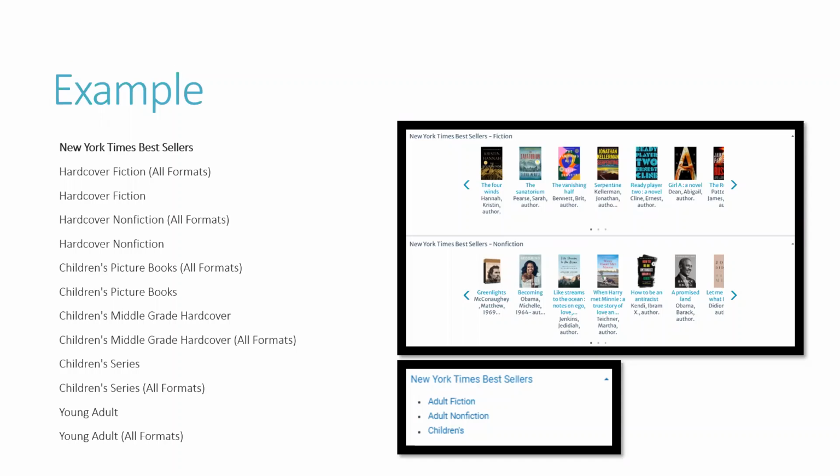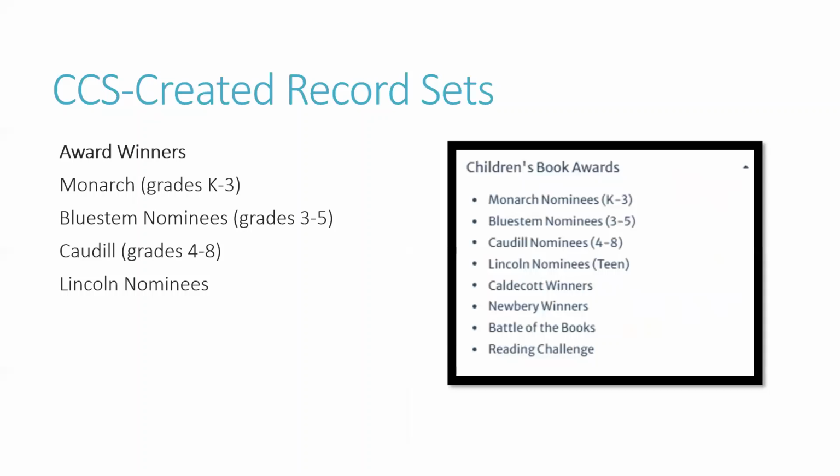On the bottom where it says New York Times bestsellers, this is pulled from the Grays Lake Library. They've offered to just have a dashboard that says New York Times bestsellers, and then they link out to adult fiction, nonfiction, and children's. These different carousels are comprised of 2 different formats. You can go with just books, or choosing all formats will feature your e-content, as well as audiobooks and other things like that. Okay, we also have what are called CCS created record sets. These are maintained by CCS groups, and they link out to award-winning books such as Monarch, Bluestem, Caudle, and Lincoln nominees.